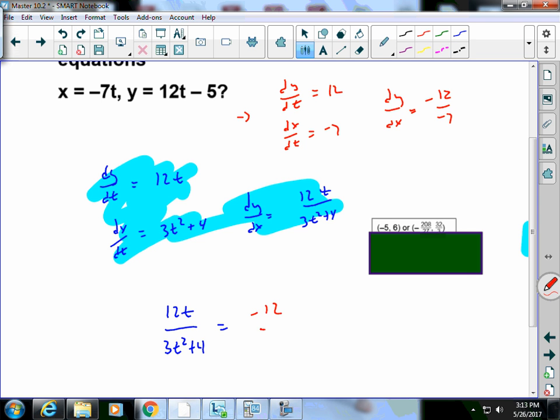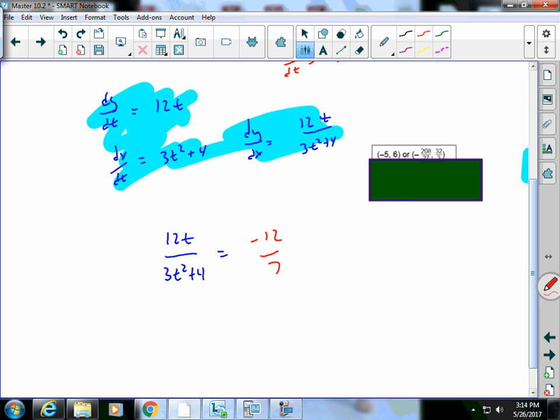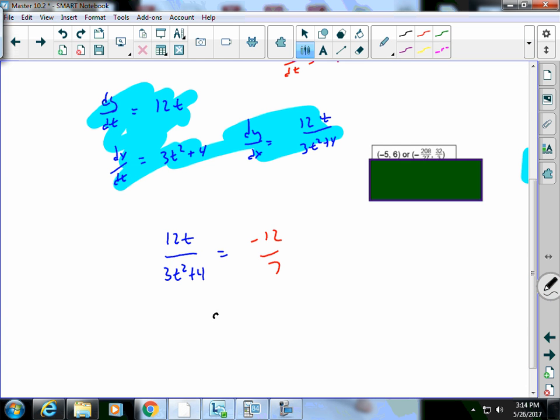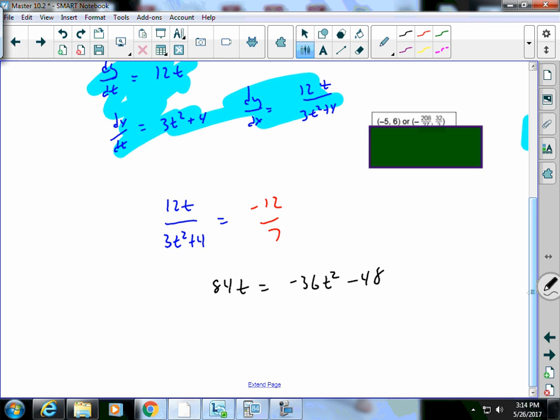So minus 12 over 7. And I don't know why there's two negative symbols here. So all I have to do is cross multiply. All right. I get 84t is equal to minus 36t squared minus 48. I can bring everything to one side. So I end up with 36t squared plus 48. Oops. It is plus 48, but I like to keep things in order. Plus 84t plus 48 equals 0.